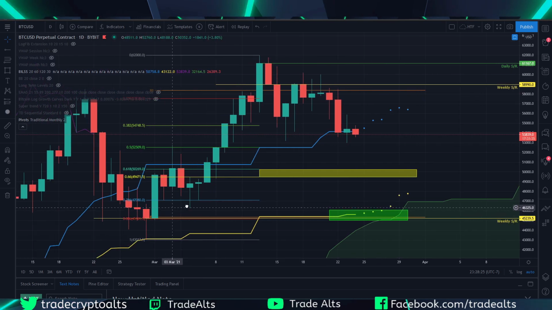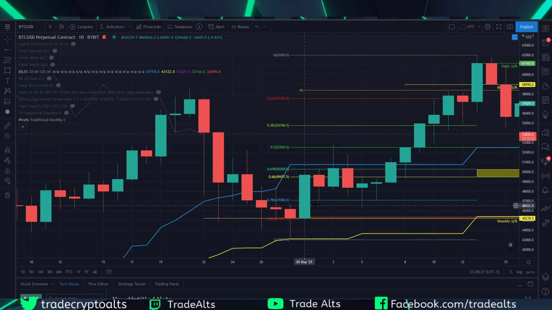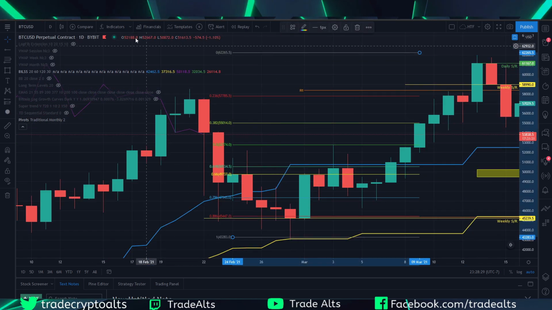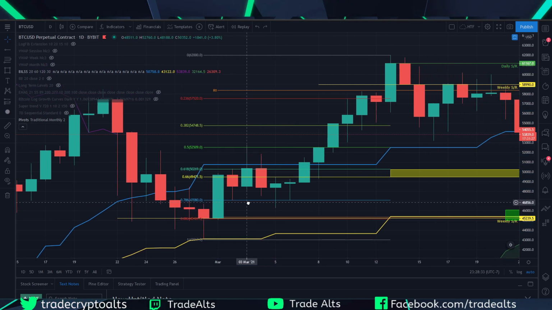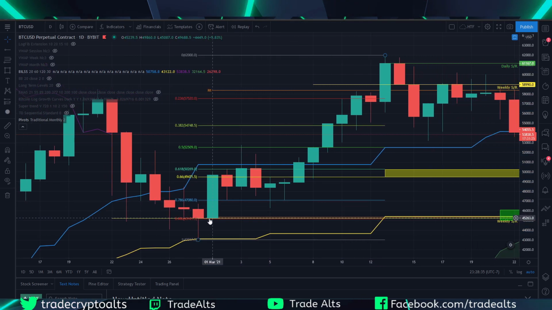But I don't know if you can see. Let me try to zoom in for you. Whoops. I don't know if you can see, but this is your monthly pivot. So when I highlight the line, you can see, I'll circle it for you.